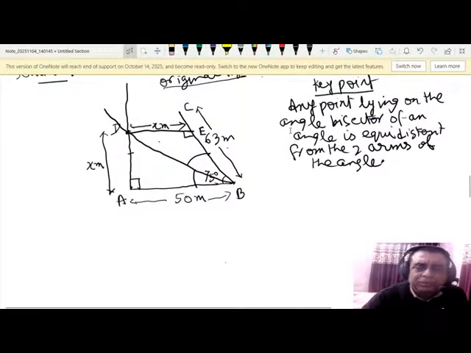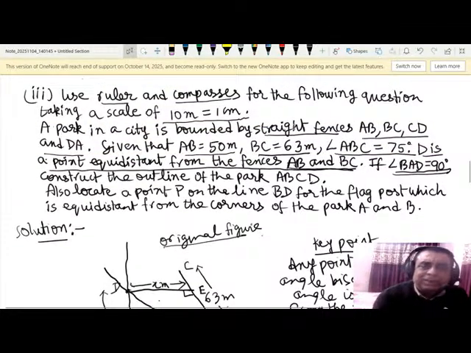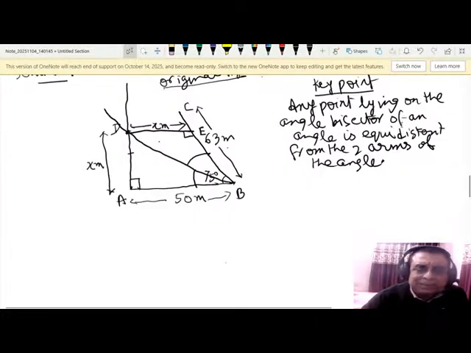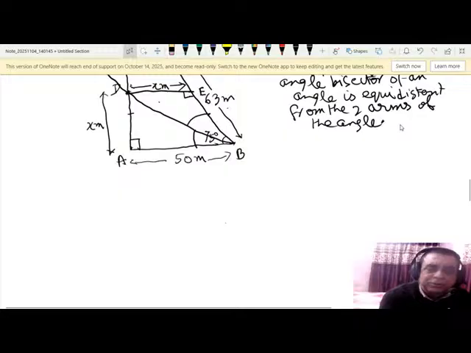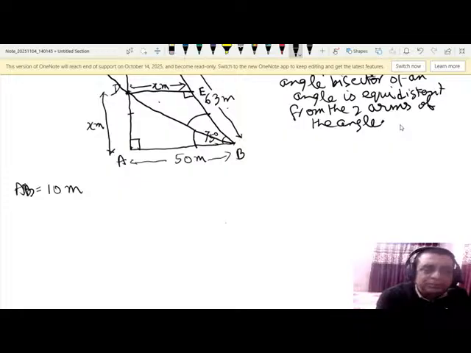Now, in the question, we are told to take a scale: 10 meters is equal to 1 centimeter. Here the length of AB is 50 meters. So on the paper, what length will we take? Sorry, AB is 50 meters.